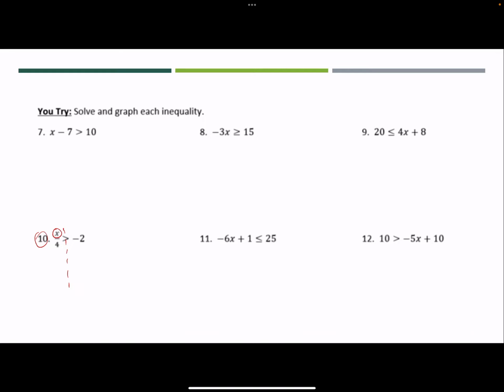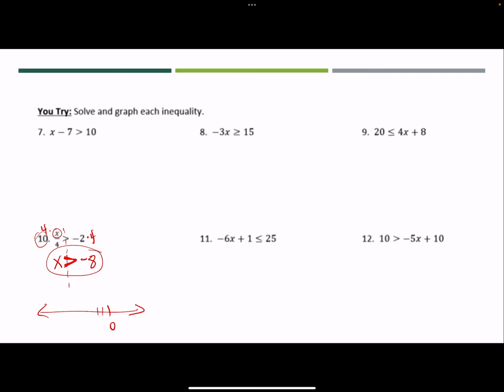Here's the x. X divided by 4, because a fraction is division, right? To undo dividing, we're going to multiply both sides by 4. And I'm multiplying, but I'm multiplying by a positive number. The number I'm multiplying by is 4. And 4 is positive, right? So I do not flip the inequality. And negative 2 times 4 is negative 8. So my solution, x is greater than negative 8.